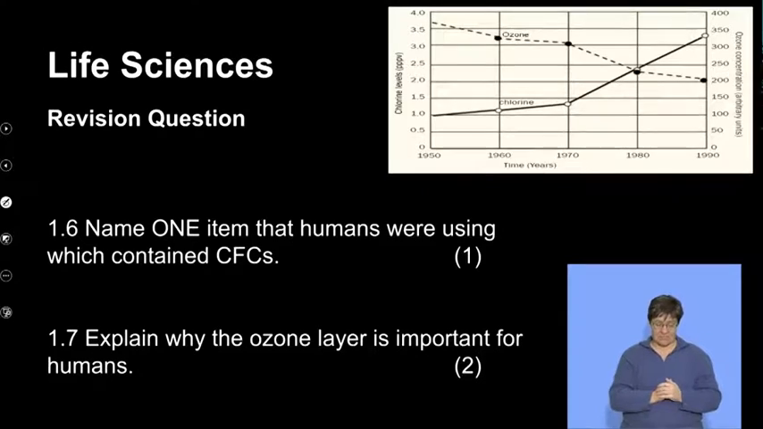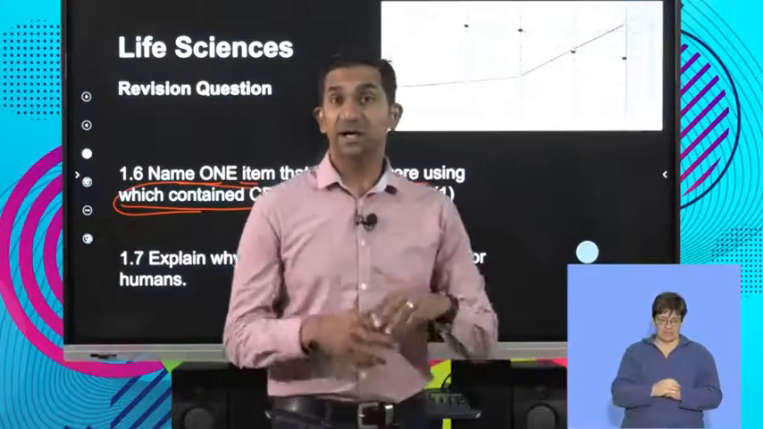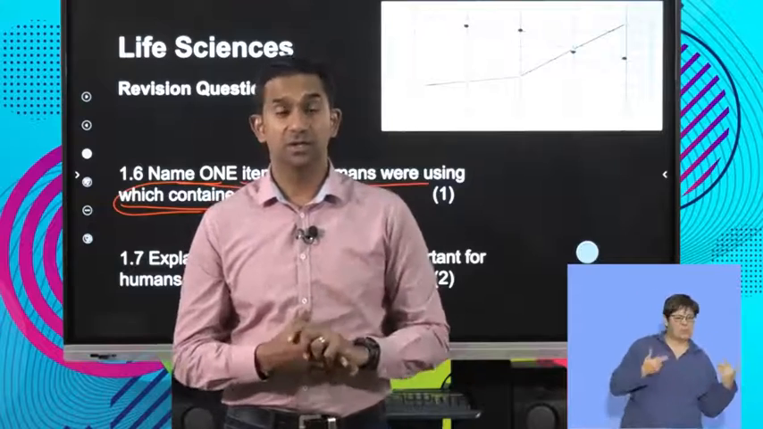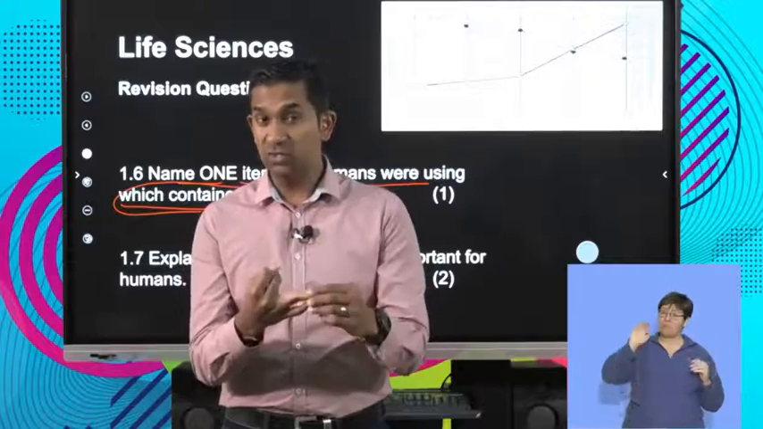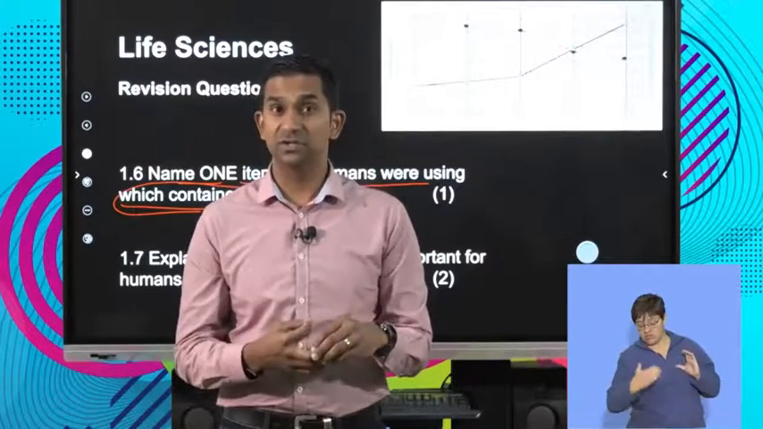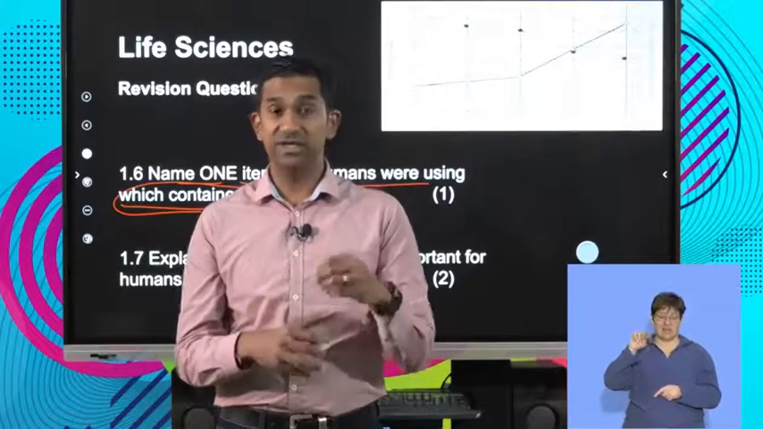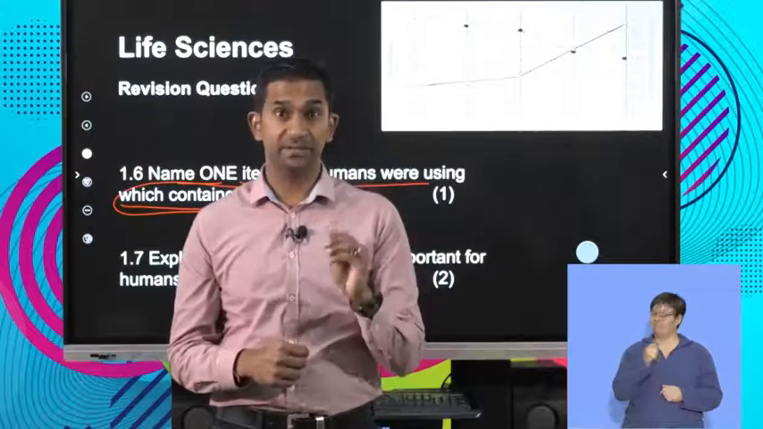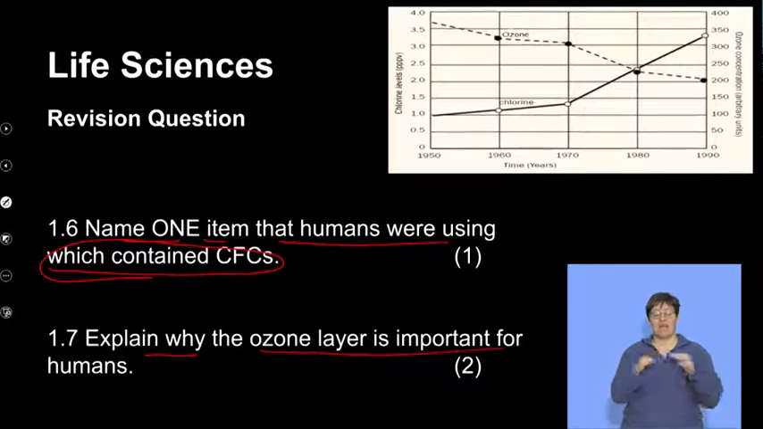So before we wrap the segment up, name one item that humans were using which contains CFCs. So guys, there are many different apparatus, refrigerants, coolers, or industries that use chlorofluorocarbons. So we know that it was used extensively in air conditioning, it was used in coolants in fridges, it was also used in the production of polystyrene or thermocol. And so all of those substances or industries that produced CFCs were significantly impacting on the environment back in the day. Okay. And finally, explain why the ozone layer is important for humans.